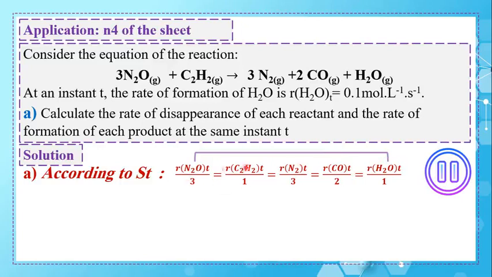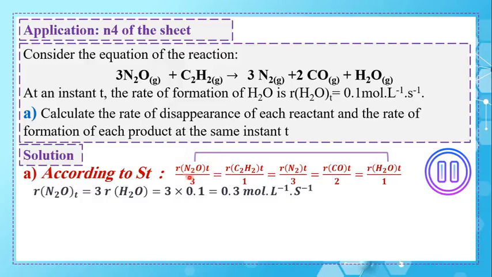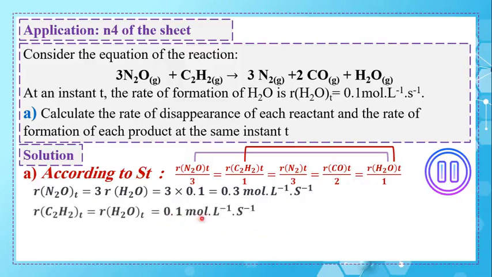we find a relation with the instantaneous rate of formation of H2O given here. So we write the instantaneous rate of disappearance of N2O is equal to 3 times the instantaneous rate of formation of H2O equal 3 times 0.1 equal 0.3. Don't forget the unit. It is mole, liter minus 1, second minus 1. For C2H2, the same, we will get 0.1 mole, liter minus 1, second minus 1.